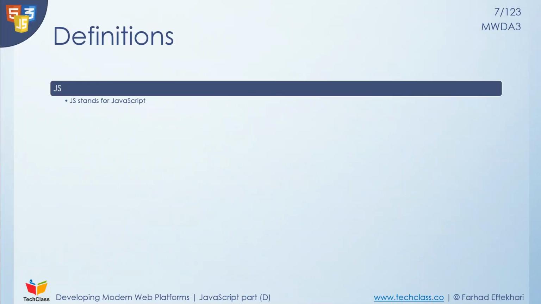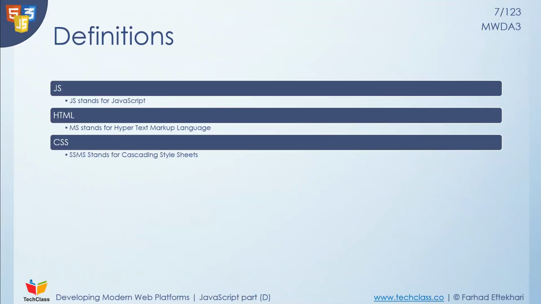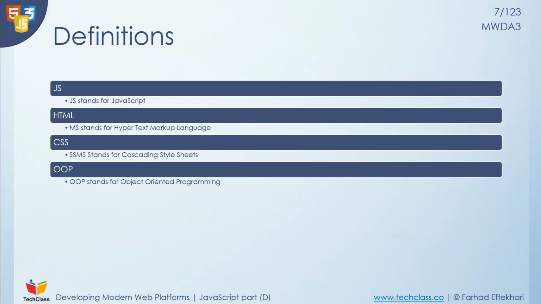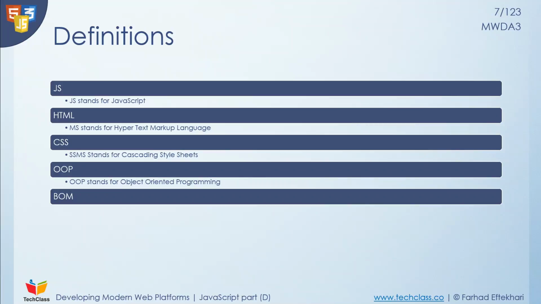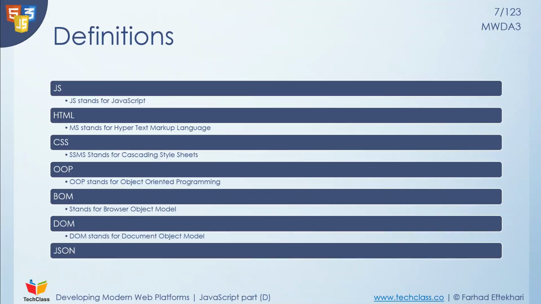By definition, JS stands for JavaScript, HTML stands for Hypertext Markup Language, CSS stands for Cascading Style Sheets, OOP stands for Object Oriented Programming, BOM is Browser Object Model, DOM is Document Object Model, and JSON is JavaScript Object Notation. You're going to see them a lot during the course, so make sure to understand these definitions.